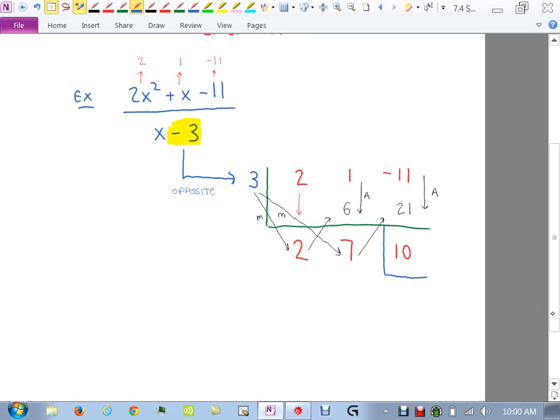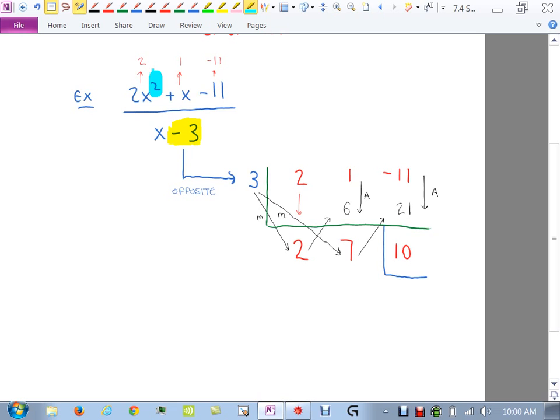Okay? The question is, how do we know it's 2x? Right? How do we know it's 2x? Well, the way we know this, and this will always be the case, is what was the numerator when we started off? What was the degree? You all remember when we talked about degree? It was the highest power of x, right? What's the degree of the numerator? 2. Okay, your answer is going to be 1 degree less than whatever that was.